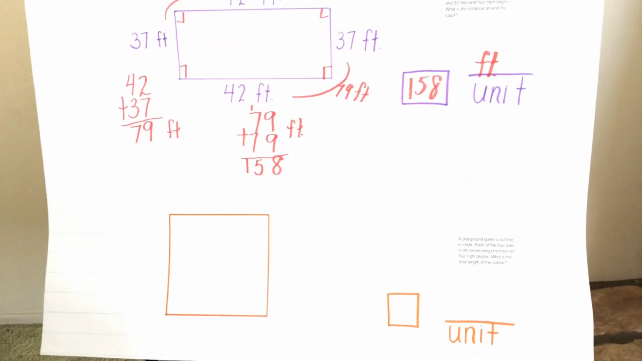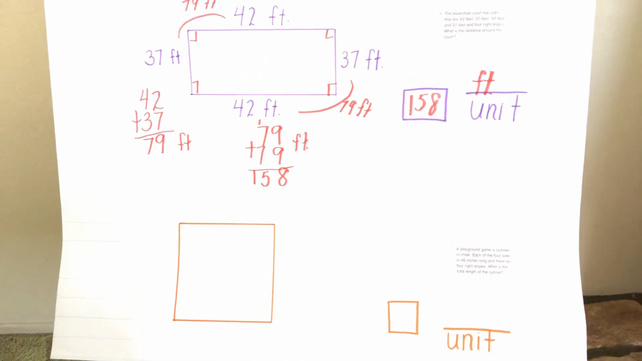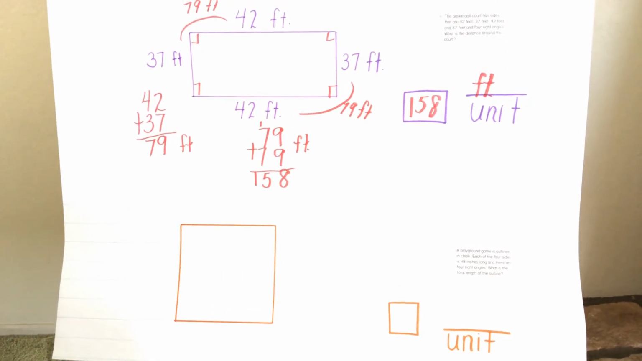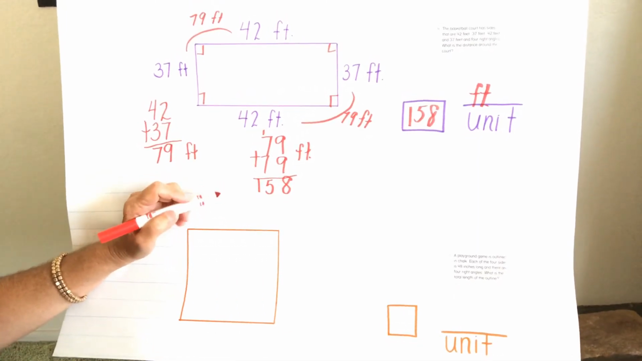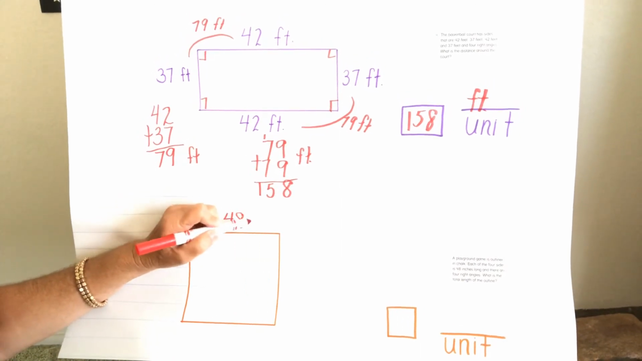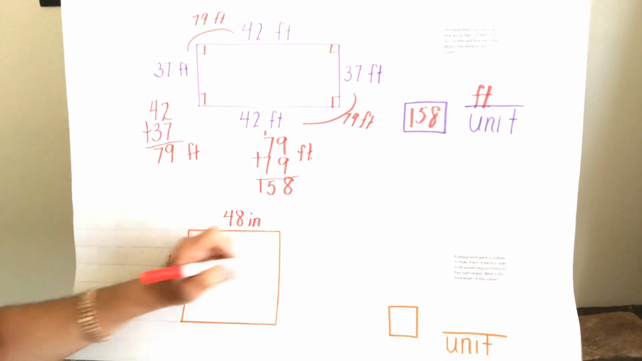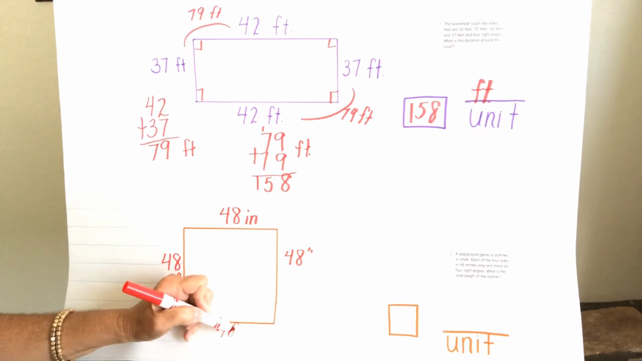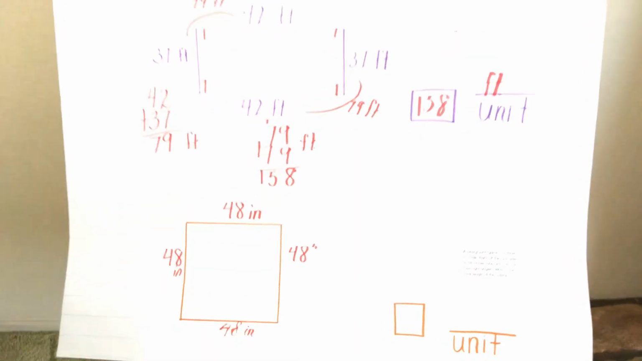Okay, they're going to want you to use your knowledge that we've learned throughout the year in some of these problems. In this one, it says, a playground game is outlined in chalk. Each of the 4 sides is 48 inches long. And there are 4 right angles. So if this is 48 inches, it said each of the sides, 48 inches, 48 inches, and 48 inches. So I know you're thinking in your head, that is a square.